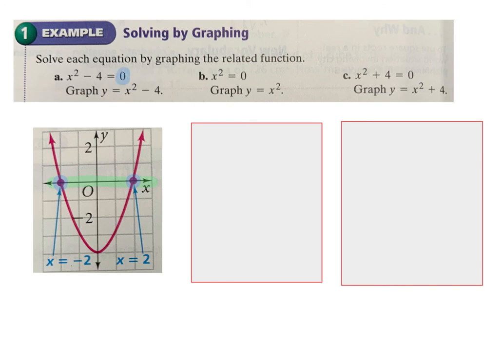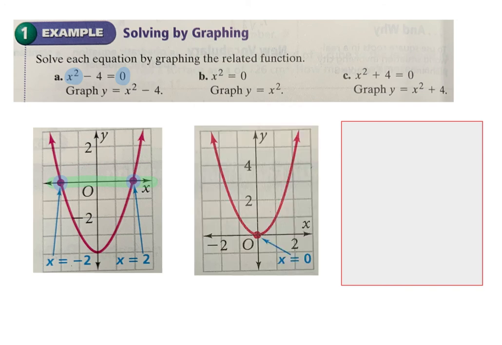And the two x's that make this 0 are -2 and +2. That makes sense. If I plug in a -2 up here, -2 squared is 4, 4 minus 4 is 0. If I plug in a +2, 2 squared is 4, 4 minus 4 is 0, right? Look at this next one. This one didn't move at all. So the only place that it actually crosses the x-axis is at 0.